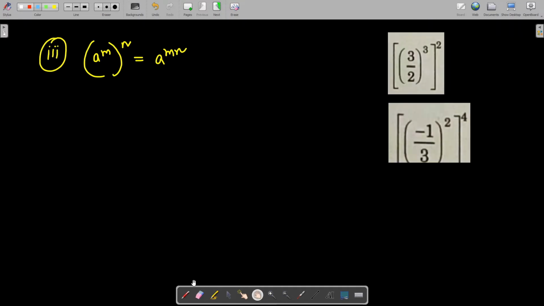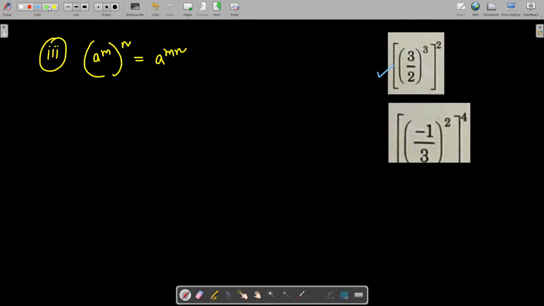The next law was the power law, which stated (a to the power m) whole to the power n equals a to the power m into n. Suppose we have an exponent and there's another power on top of it. So what do we do? We multiply the powers. Let's see with an example.